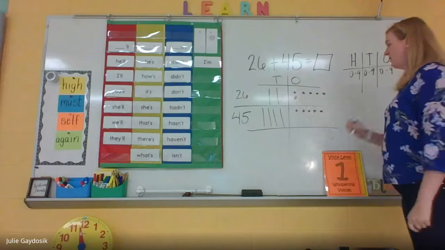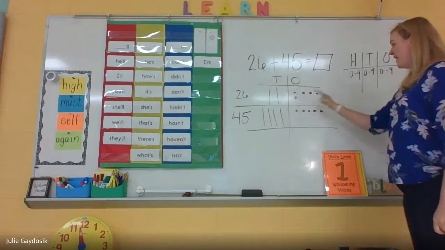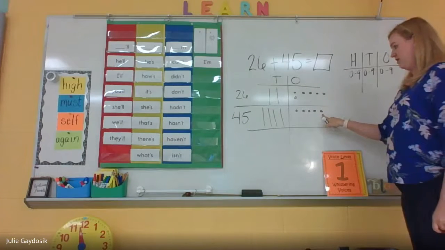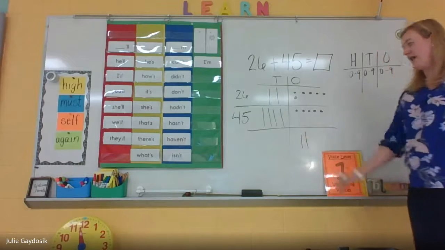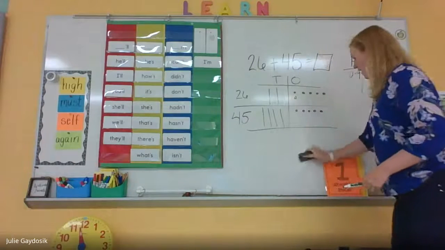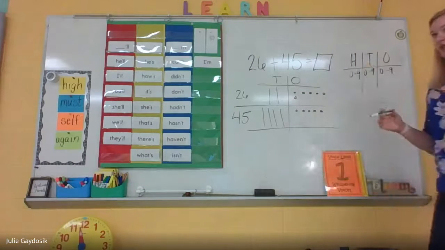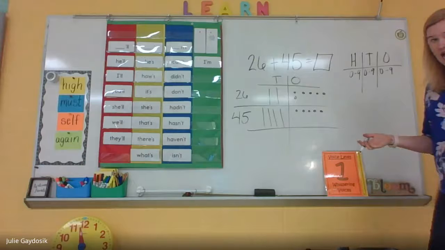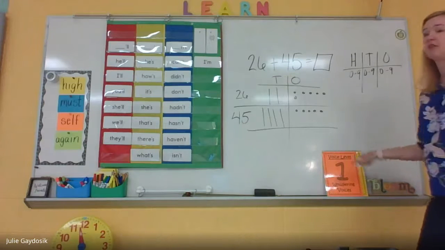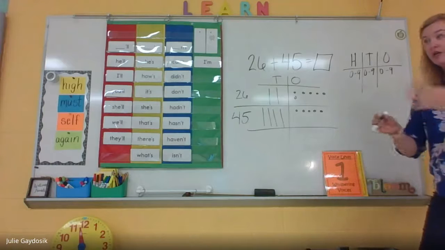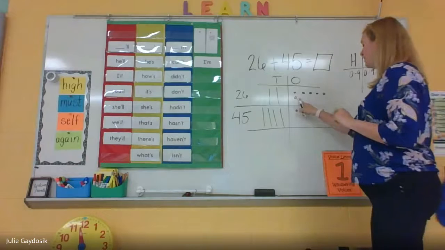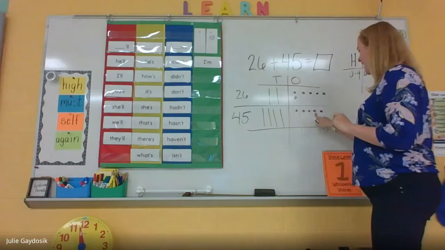So let's see how many ones we have. 1, 2, 3, 4, 5, 6, 7, 8, 9, 10, 11. So I cannot write 11 here in my ones spot. I can only write the numbers 0, 1, 2, 3, 4, 5, 6, 7, 8, 9. So what I have to do is compose my ones to make a new 10. So I have 6 here, 7, 8, 9, 10.